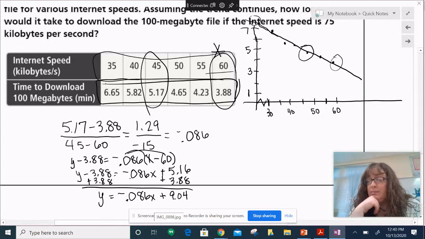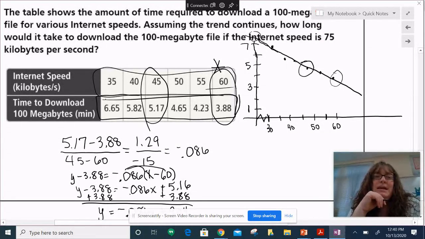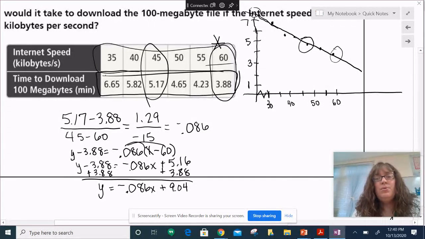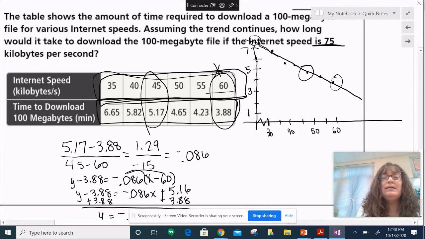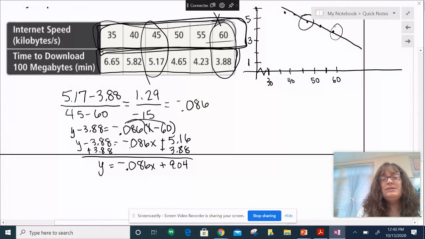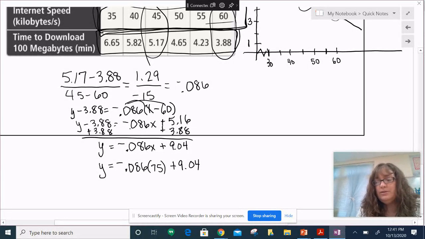But I still haven't answered the question because now they're asking, how long would it take to download a 100 megabyte file if the internet speed is 75? So think about it. Now that we have an equation, we can predict using that equation. They're telling me my speed is 75. Down here, I see that the speeds are all x values. And so I can now replace my x value with a speed of 75. So y is equal to negative 0.086 times 75, and then I'm going to add 9.04 to the answer.